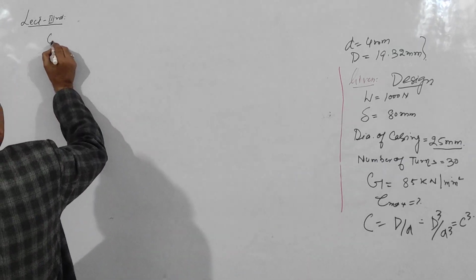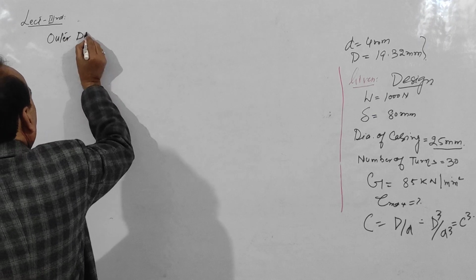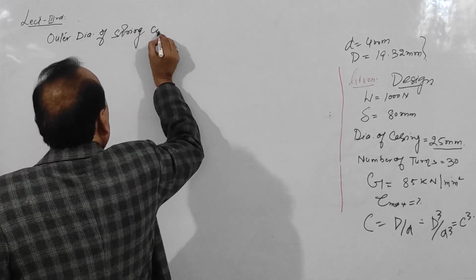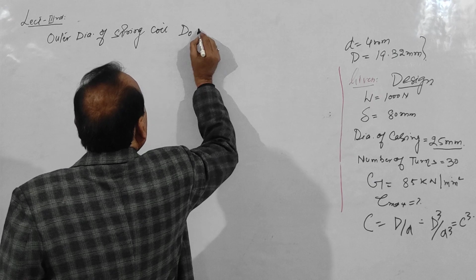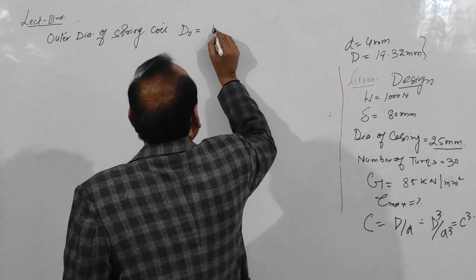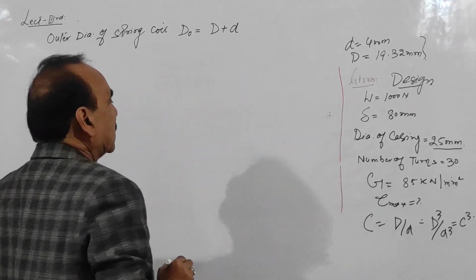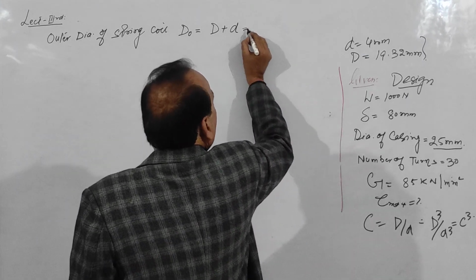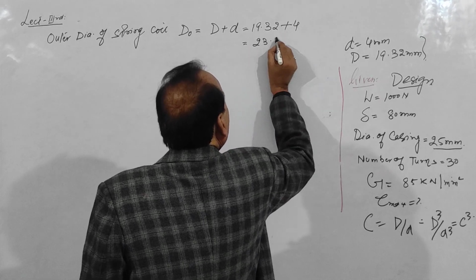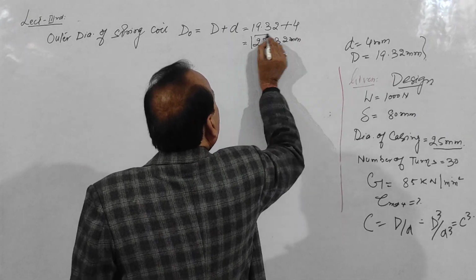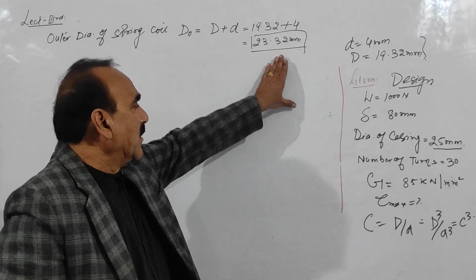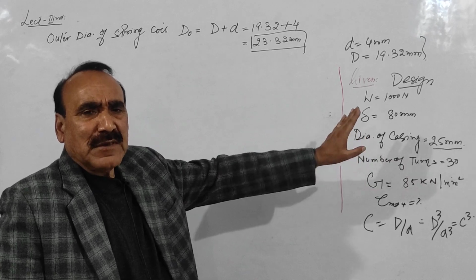तो आउटर डायमीटर ऑफ द स्प्रिंग काइल D0, ये किसके बराबर होता है, मीन डायमीटर प्लस डायमीटर ऑफ द स्प्रिंग वायर, दैट इज D प्लस small d, राइट. तो ये आपका हो गया 19.32 प्लस 4, दिस इज इक्वल टू 23.32, राइट, ठीक है. तो यहां से आप देखिए दिस इज 23.32, जो डायमीटर ऑफ द केसिंग क्या था 25 mm, राइट.